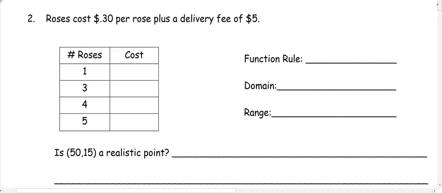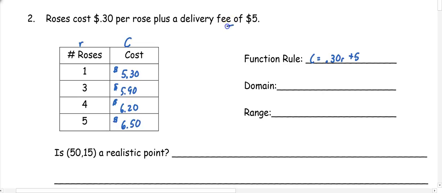Number 2, roses cost 30 cents per rose plus a delivery of $5. So we're going to let C equal cost and R equal roses. So cost is equal to 0.30R plus $5. So if you order 1 rose and we're going to have it delivered, we have 0.3 times 1 plus 5 gets us $5.30. 3 roses, 0.3 times 3 plus $5 gets us $5.90. 4 roses, 0.3 times 4 is $6.20. And 5 roses would cost $6.50 using our function rule.